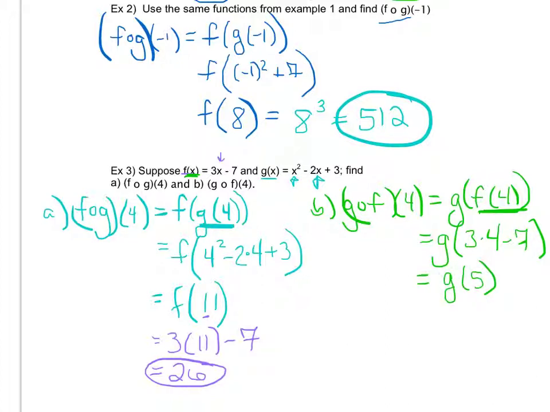So what does that mean? Well, that means go to my function g, okay, I'm there, and I'm going to put a 5 in for every x value. So again, for this first x value and this second one, everything else stays the same, giving me 5 squared minus 2 times 5 plus 3. Order of operations tells me 25 minus 10 plus 3, and then 25 minus 10 plus 3 gives me 18 for my final answer.